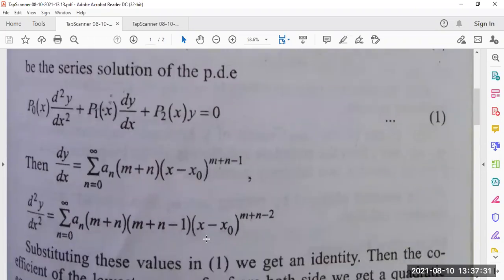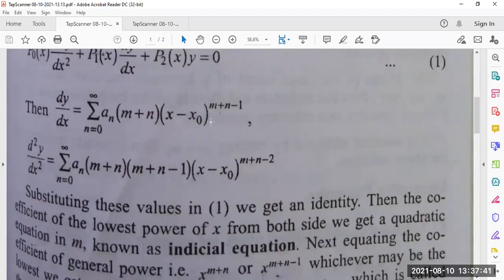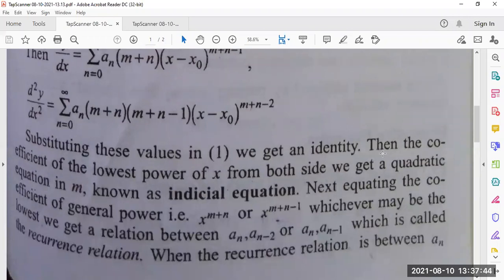Now we substitute all those values in the original differential equation, that is equation number 1. If we put the values of d2y/dx2, dy/dx and y here, then substituting these values in 1, we get an identity. Then equating the coefficient of the lowest power of x to 0, we get a quadratic equation in m. This equation is known as the indicial equation.